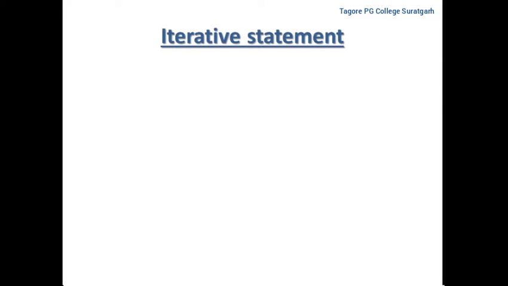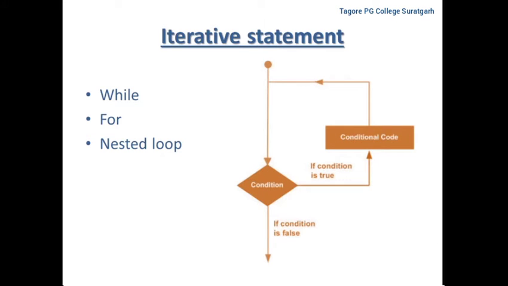So let's continue with the iterative statements, that are while, for, and some nested loops in which we will use while and for loop. So this is the structure. You can see here in the diagram, first the condition is evaluated, and if the condition is true, then a particular conditional code is executed, and again the condition is evaluated. If the condition is true, the conditional code block is executed again and again, but if the condition gets false, the conditional block will be exited.